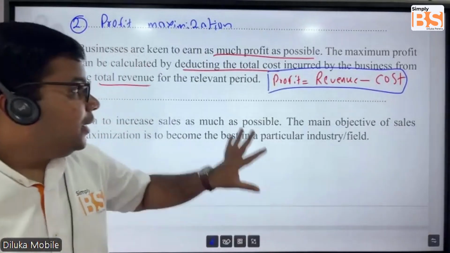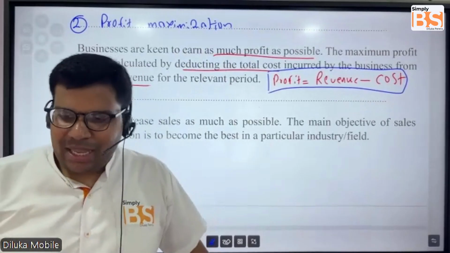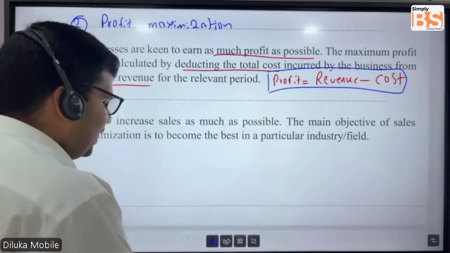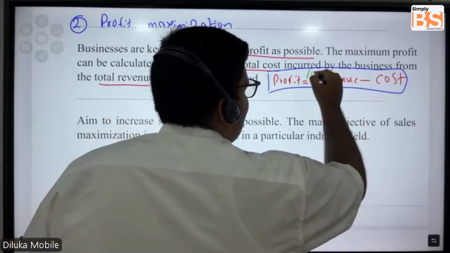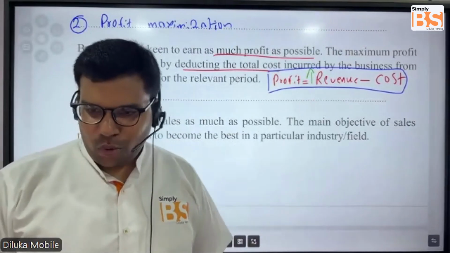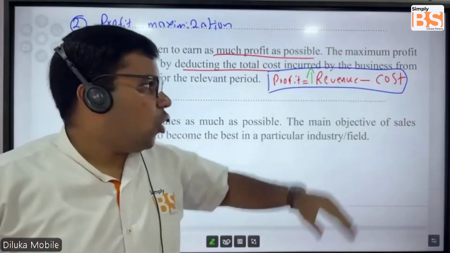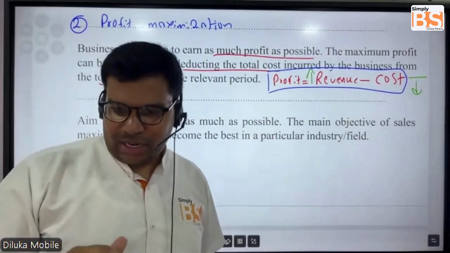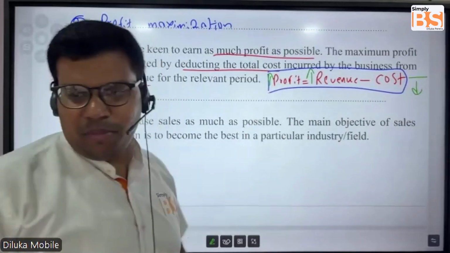So anyway, you are trying to earn as much profit as possible. Simply, if you want to achieve more profits, what do you need to do? You've got to increase your revenue as much as possible. In the income statement, you put the revenue at the top. When the revenue is increasing at a higher rate and your cost is constant or going down, then you will earn more profits.